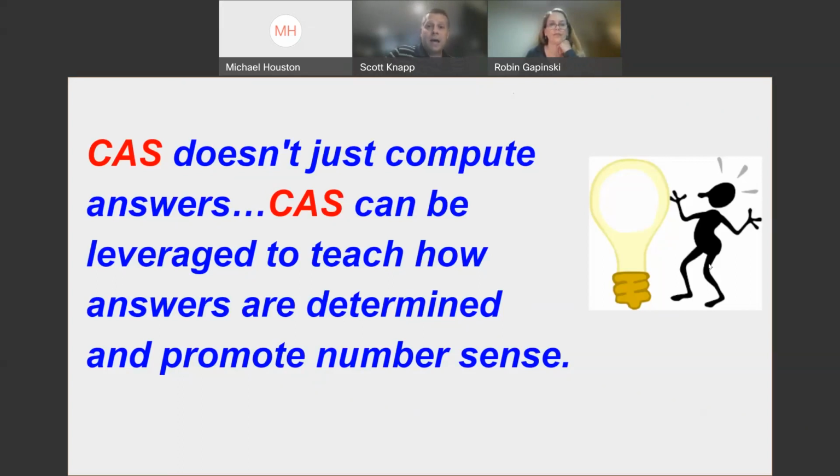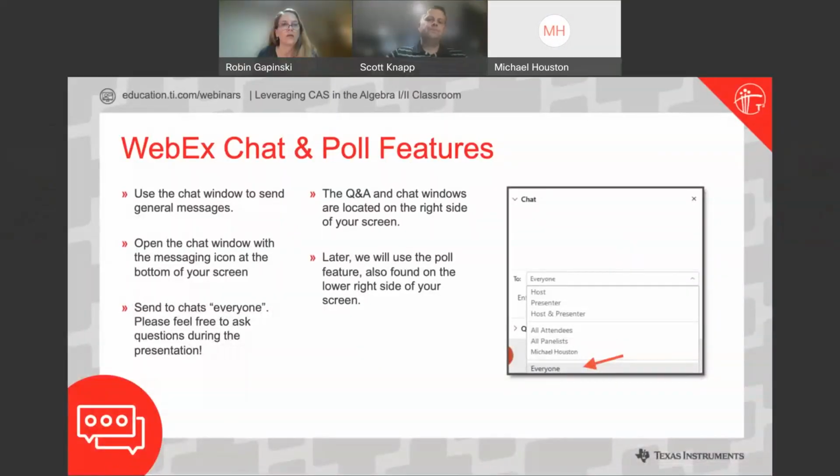Okay, so with that, let's go ahead and get started with Robin sharing some of the basics of using CAS and a little bit of comparison with the non-CAS calculator. Great, thank you, Scott. Robin, I'm turning it over to you. Excellent, thank you.